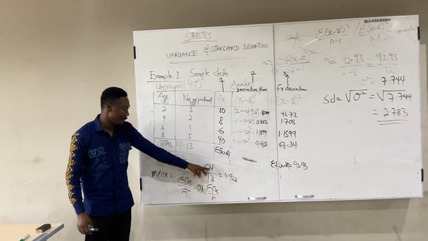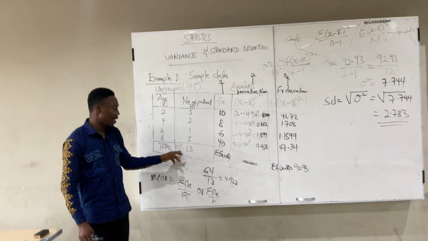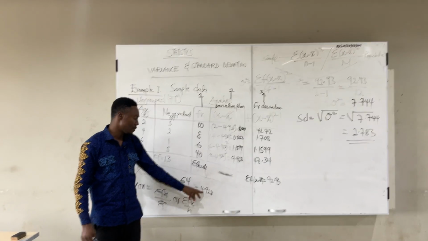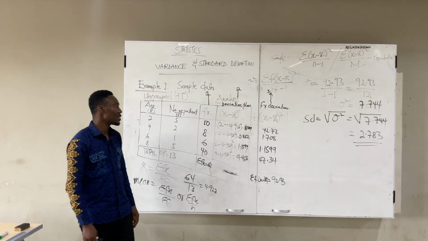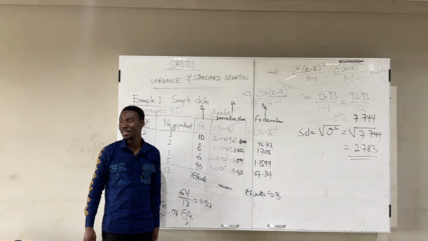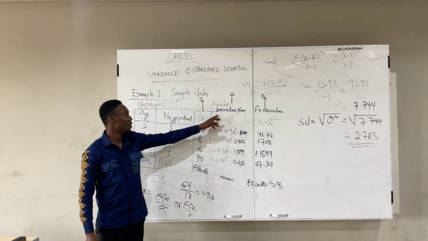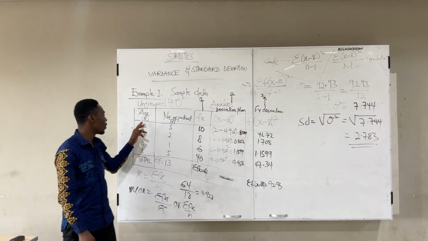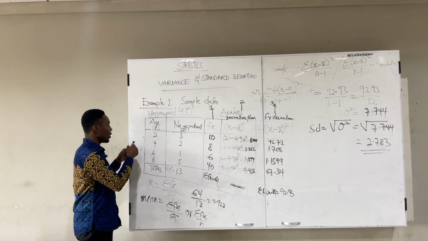That is what we have over here. Sum of f, which is the total frequency, is 13. That is what we have over here. Then at the end of the day, the mean is 4.92. After you've gotten the mean, you can now move on to the deviation column. So the deviation column said x minus the mean, close the bracket, squared. So you do the deviations for all the x values.